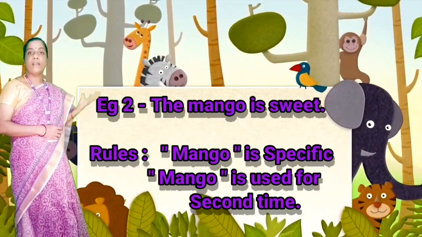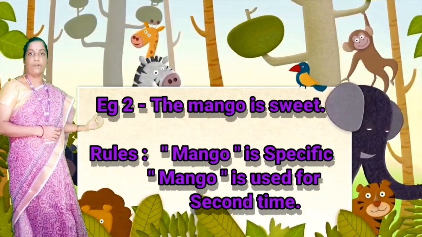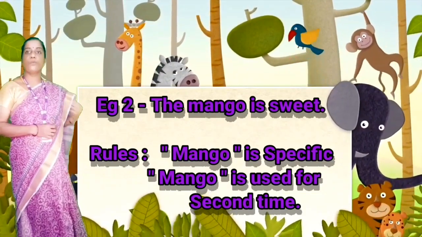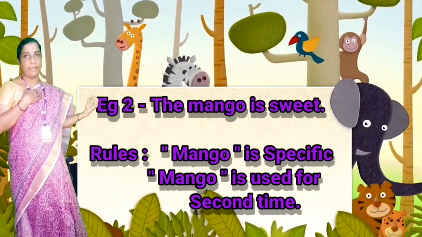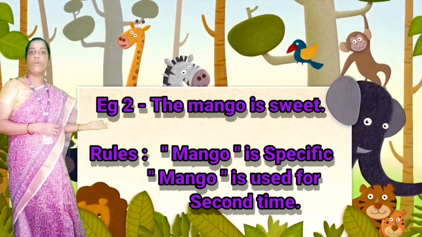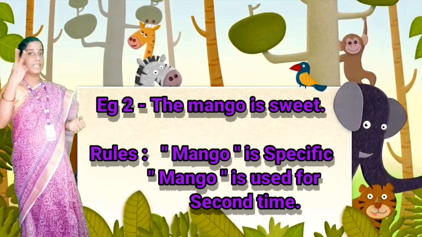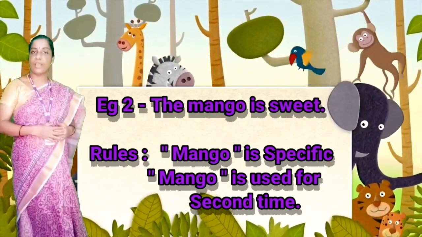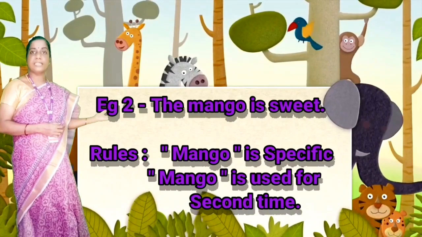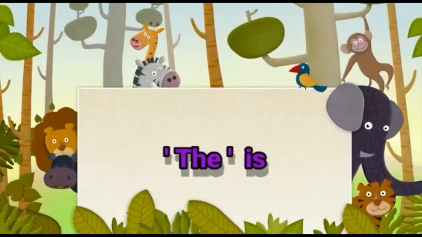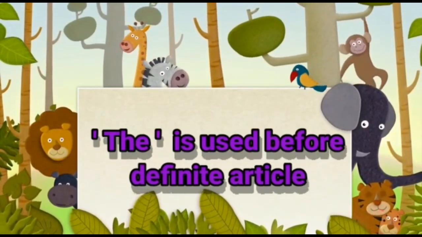So why have we used the here? Because here this mango is specific. Which mango am I talking about? The mango I ate, and I am using it for the second time, and that's the reason we place the for this sentence. The rules of article the.